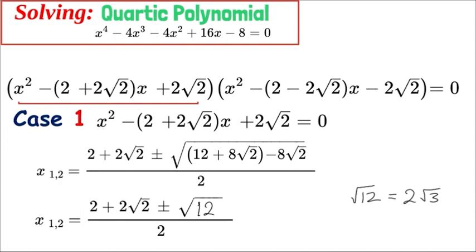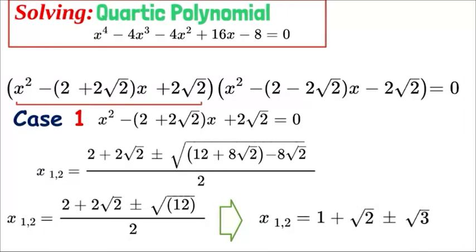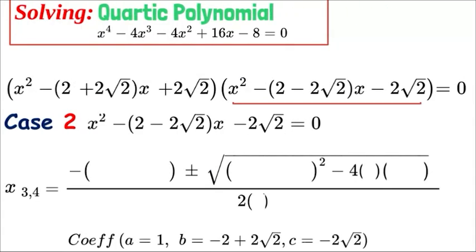So this will give us the opportunity to divide by 2 here, here, and here. And then we're going to get our first set of roots, which are x subscript 1 and 2 is equal to 1 plus square root of 2 plus or minus then the discriminant square root 3. Right, so now we're going to go on to the second set of factors, for the second quadratic equation.